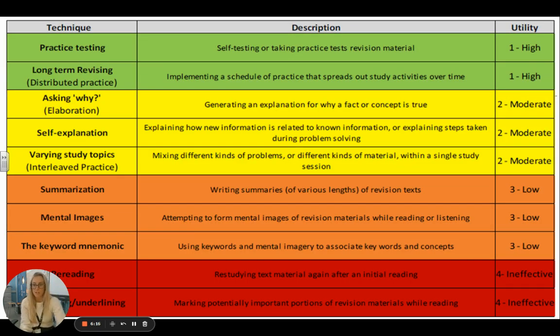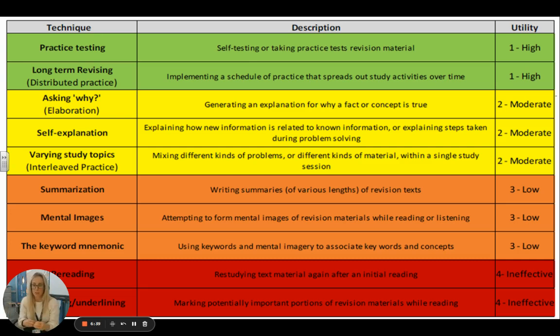Now, this is some research that was done, and the green is what came out as quite highly effective, all the way down to red, which was actually seen as being ineffective revision techniques. So if we look down the list, we've got our green of practice testing. So almost exam paper revision testing. So doing exam papers over and over again.